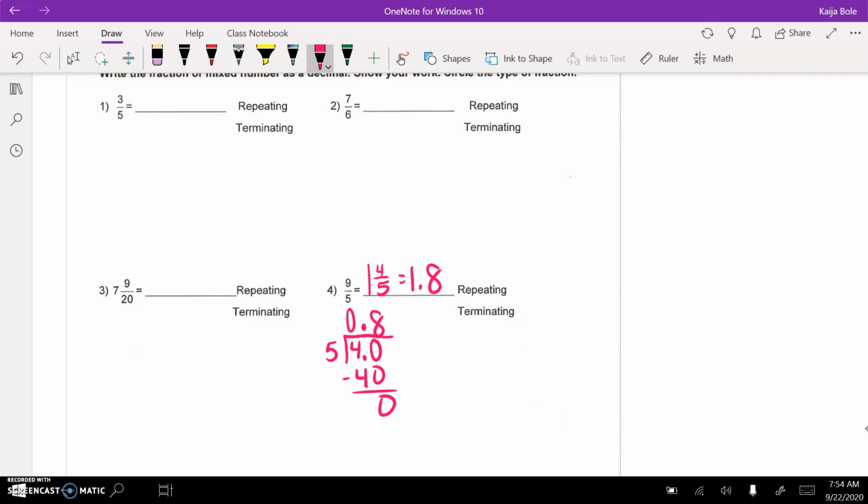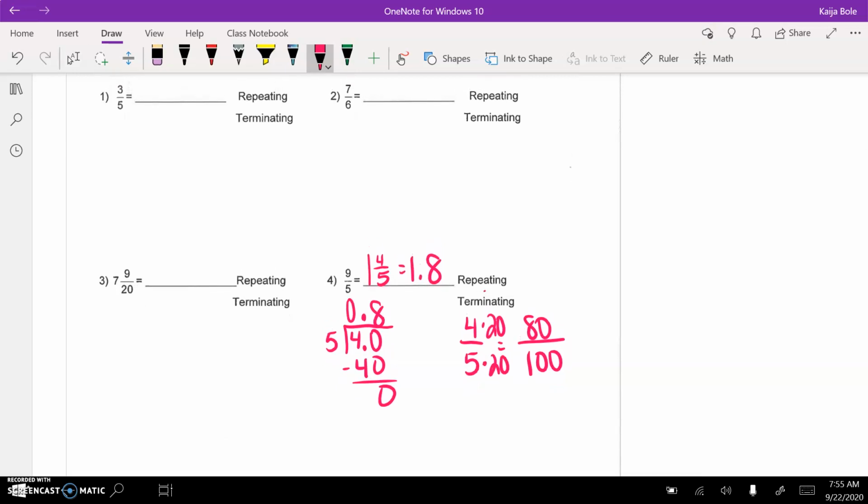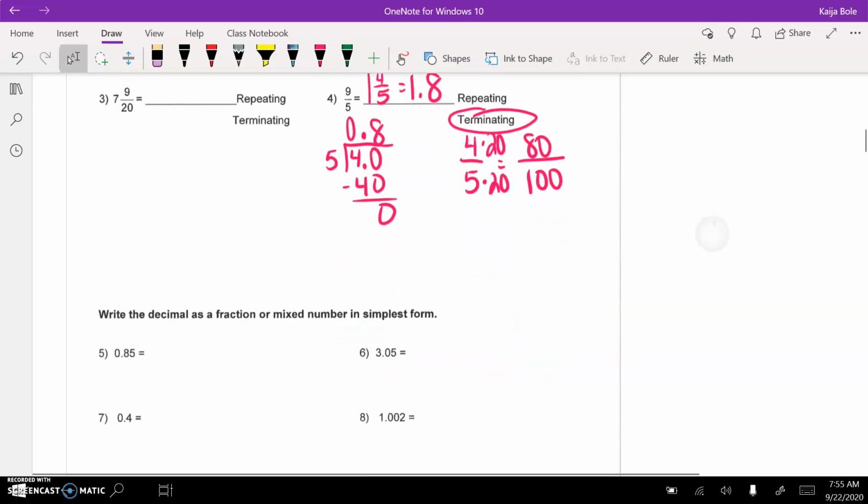Now another way you could get that is that you could take this 4/5, right? And 5 does go into 100. So if you multiply them both by 20, you would also get 80/100ths, which would give you that point 8 as well. So then this would be a terminating decimal.